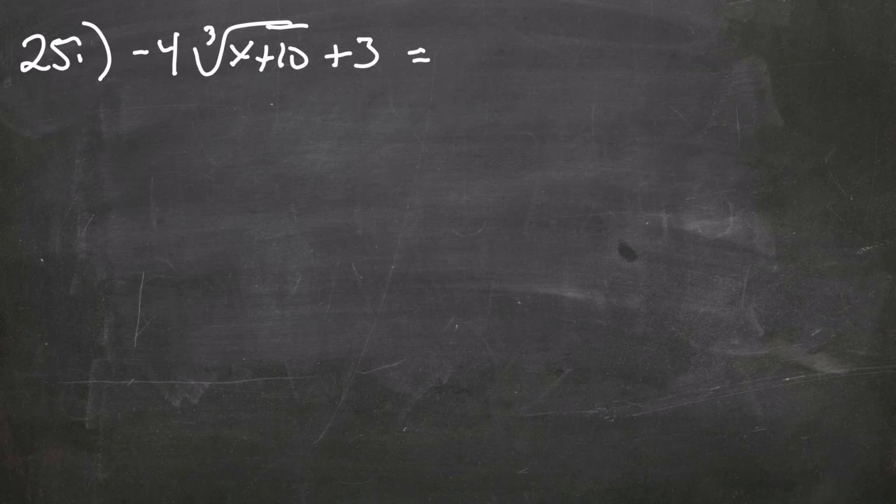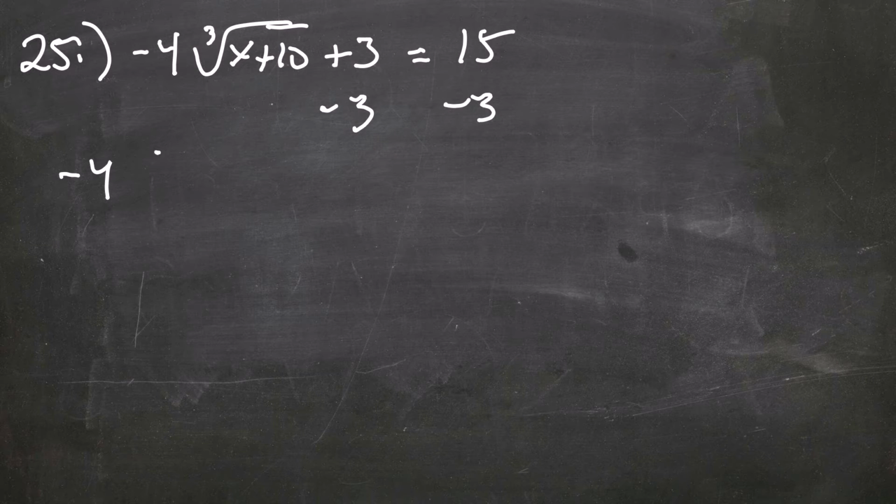All right, so 25, we have negative 4 times the cube root of x plus 10 plus 3 equals 15. Notice, guys, in all these problems, I've been really careful about when I write the radical exactly the way it looks like in the problem. Sometimes people get in the bad habit of making their bar go on like forever, and that really messes up everything. So you got to make sure you're really careful with that. The 3 is out of jail, that's why I get rid of it first.